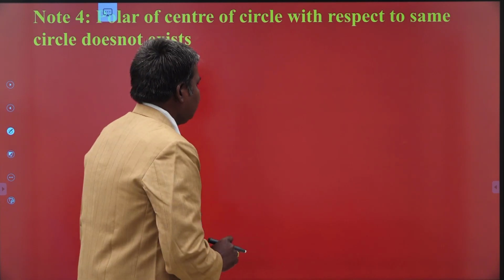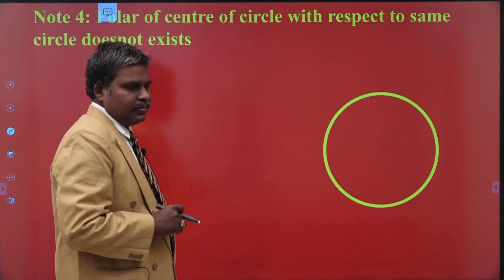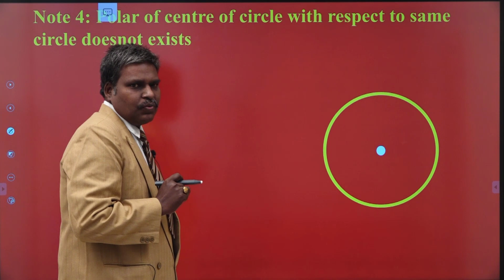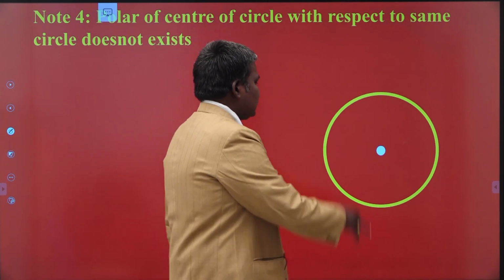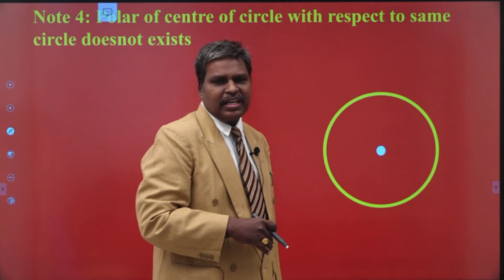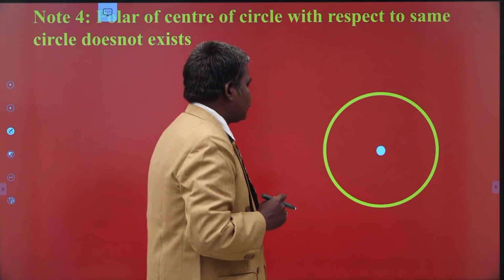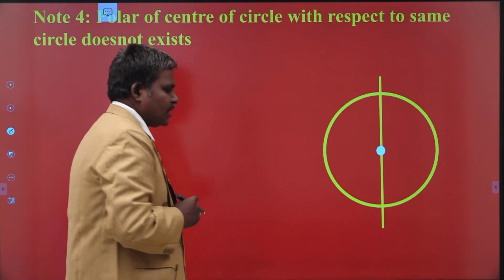Why? Let us see. This is the circle. This is the center of the circle. What is the experiment? You have to draw the secant lines through the given point. What is my given point here? The center of the circle. This is one of the secant lines.